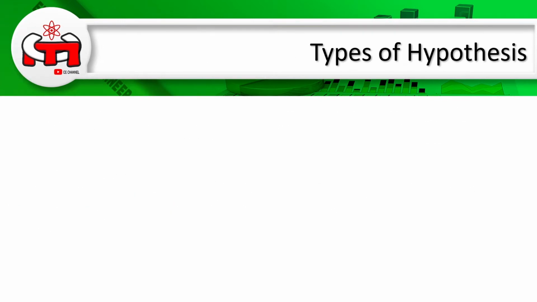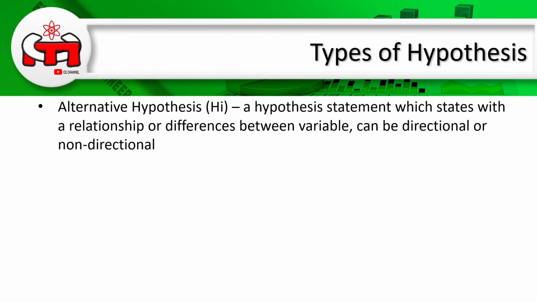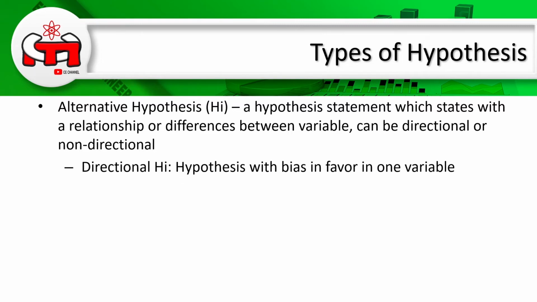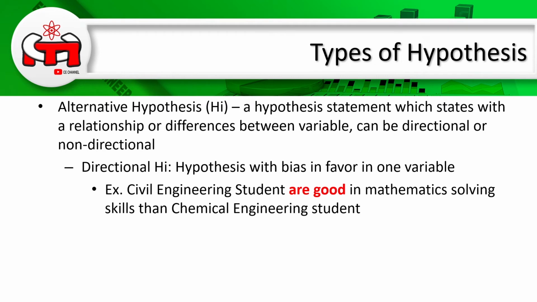Let us proceed to the second type of hypothesis, which is the alternative hypothesis, denoted H sub I, which is defined as a hypothesis statement which states a relationship or differences between variables. It can be directional or non-directional. A directional alternative hypothesis, H sub I, is a hypothesis with bias in favor of one variable. For example, civil engineering students are better in mathematics solving skills than chemical engineering students. In this example, we notice that the alternative hypothesis is in favor of civil engineering students.